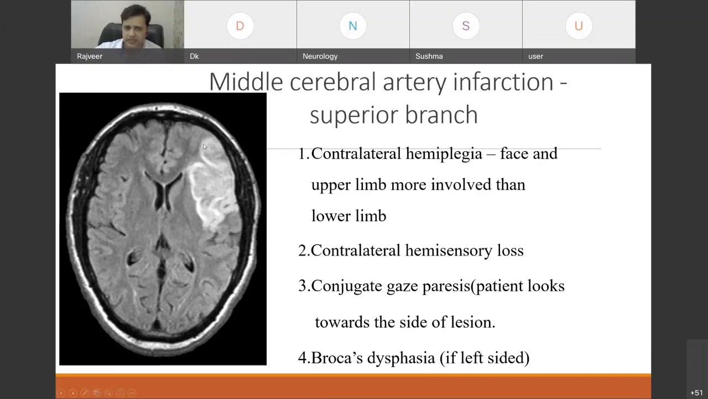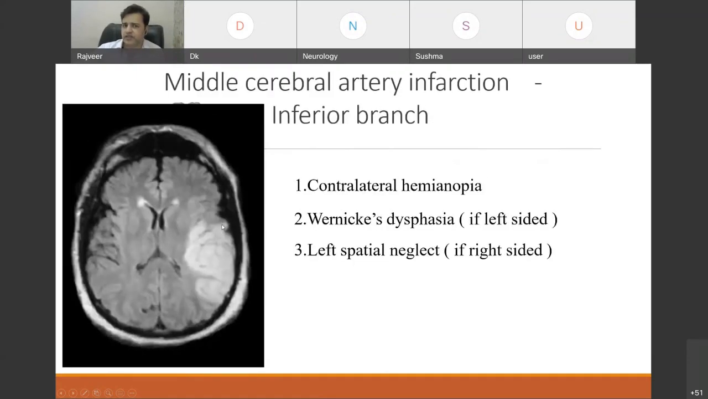This is an MRI showing thrombus in the superior branch of the MCA. And if there is involvement of the MCA inferior branch, what will be the symptoms? Because the inferior branch supplies the temporal lobe, the patient may have contralateral hemianopia or sometimes even quadrantanopia, or Wernicke's dysphasia because Wernicke's area is also involved. And if the parietal lobe is involved, then the patient may have spatial neglect.